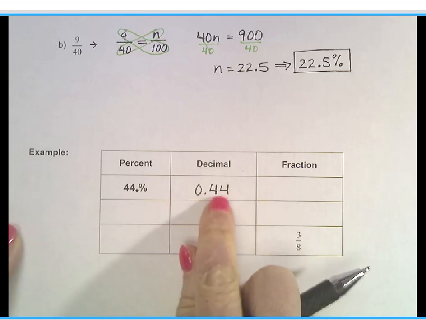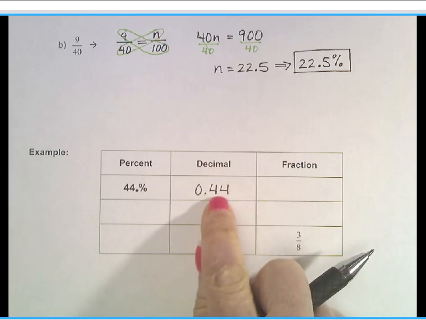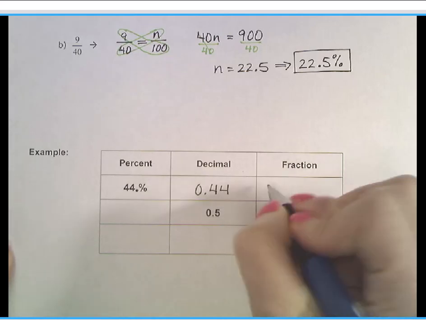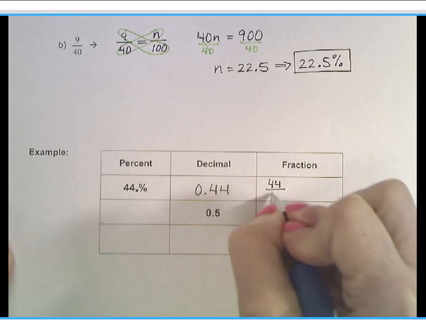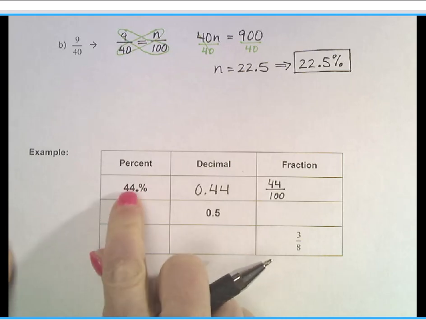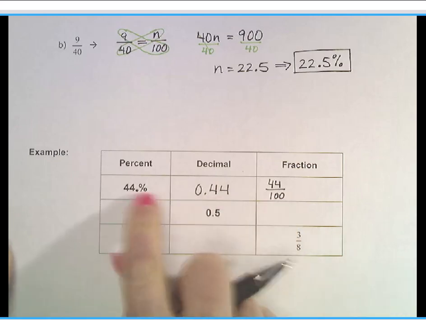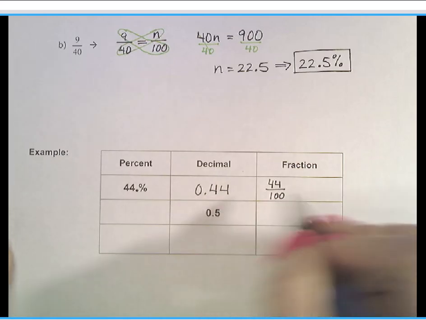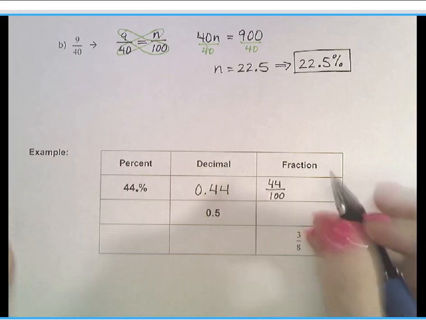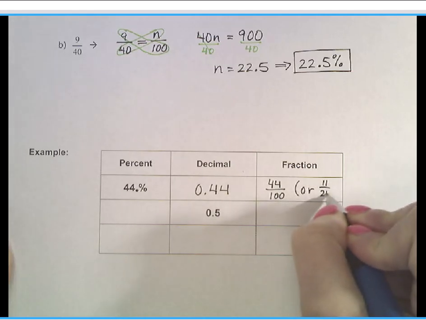And then how do you make this decimal a fraction? You just say it. This is 44 hundredths. Or what is percent per hundred? So 44 over 100. You can get there from the percent also. Now, you can reduce this fraction. If you reduce it, it would end up being 11 out of 25.